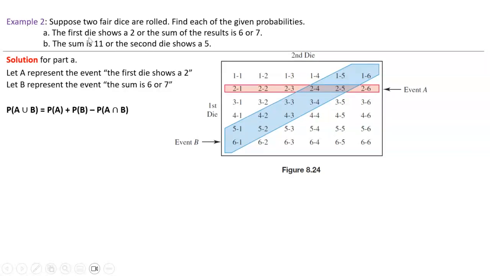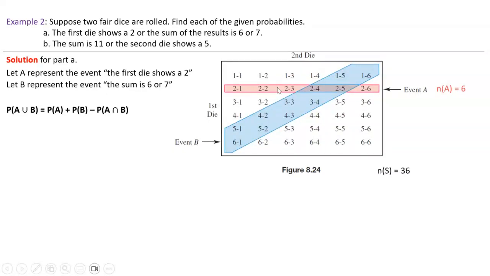For the first one, the first die shows a 2 is here, in red. You see, the first die is a 2: 2,1; 2,2; 2,3; 2,4; 2,5; 2,6. That's event A. And event B will be in blue, because it says 6 or 7. You see all these add up to 6, the dots, and these add up to 7. But the sample space is 36, because 6 times 6 is 36. That's my sample space.